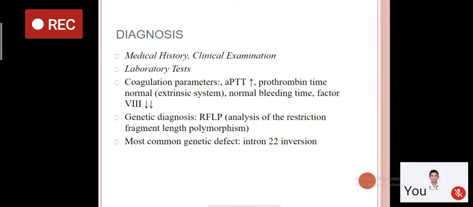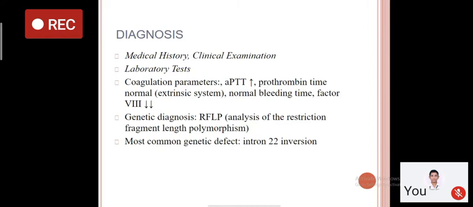So these are the few pointers which suggest that the patient might be having some kind of bleeding disorder, and we need to further evaluate. For evaluation, coagulation parameters are the ones which we order as a screening test, and in patients with hemophilia A or B, only the APTT will be prolonged. Prothrombin time is always normal.